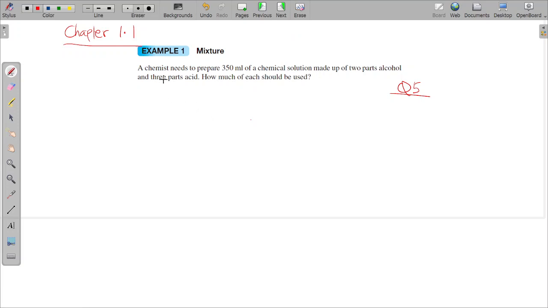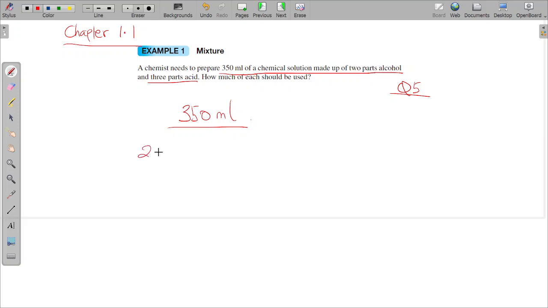Okay, so a chemist needs to prepare 350 ml of a chemical solution made up of 2 parts alcohol and 3 parts acid. How much of each should be used? Okay, a chemist wants to prepare 350 ml. Now they said it's made up of 2 parts.